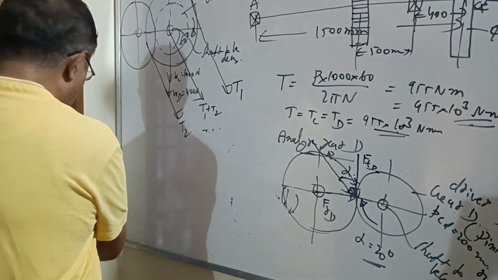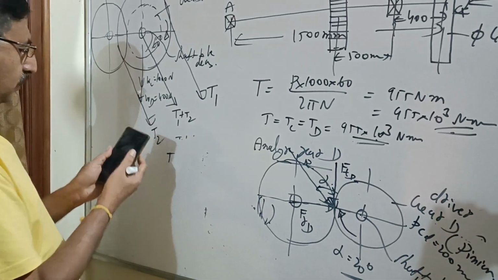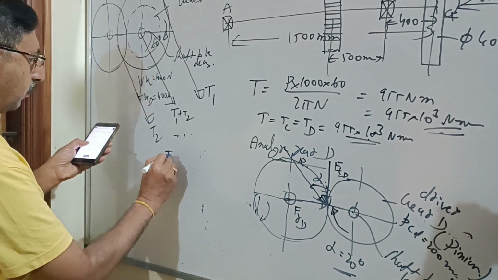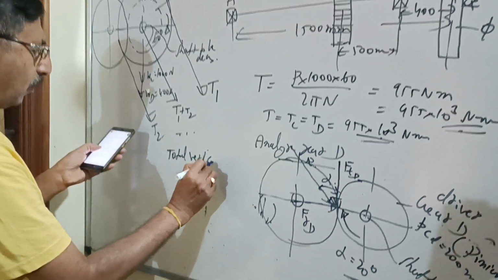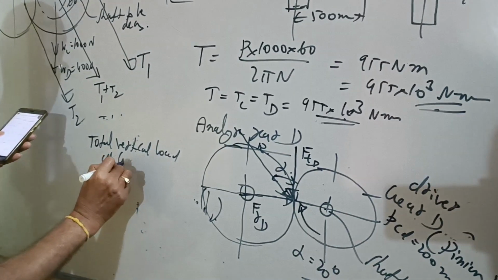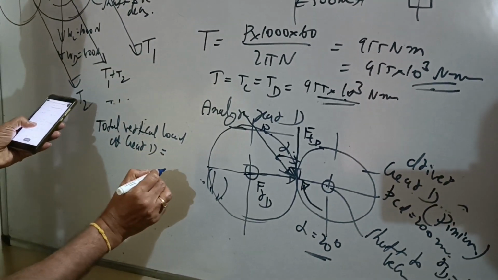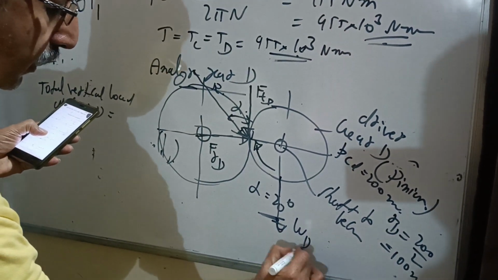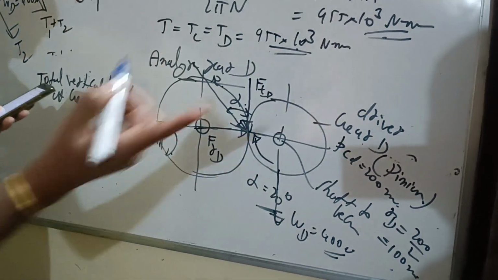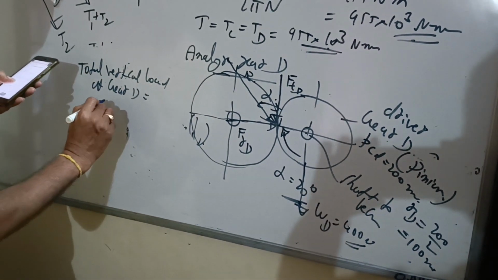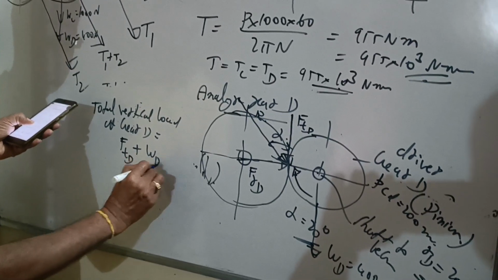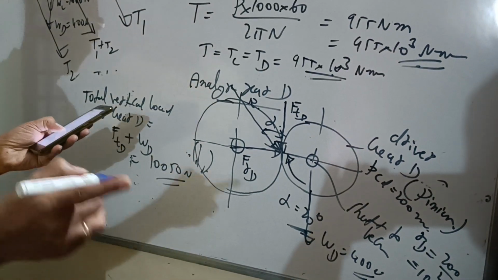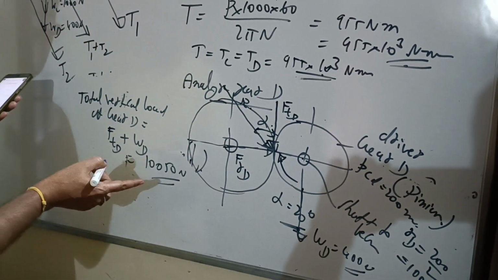So if we calculate the total vertical load at gear D, it is equal to FTD plus WD, because the weight of gear D is there. This is WD, and WD is 400 Newton. It is given in the problem. If I add these two, I think you will get around 10,050 Newton. Now please do this problem at home. You practice this later. Okay, total vertical load.